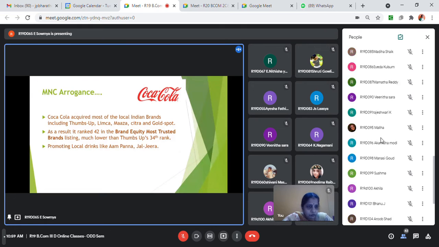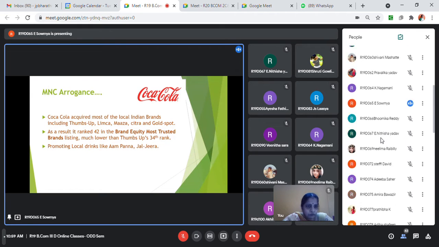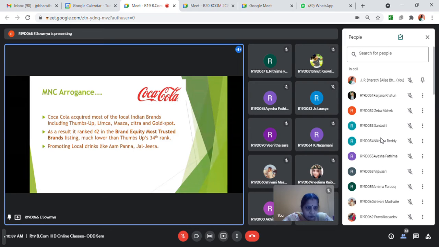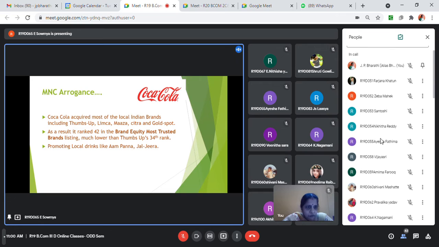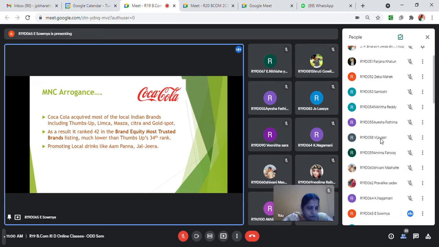Multinational corporations' arrogance on Coca-Cola. Coca-Cola acquired most of the local Indian brands, including Thums Up, Limca, Maaza, Citra, and Gold Spot. As a result, it ranked 42 in the brand equity most trusted brands listing, much lower than Thums Up's 34th rank. Promoting local drinks like Aam Panna, Jaljeera.